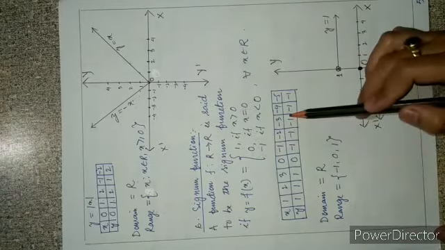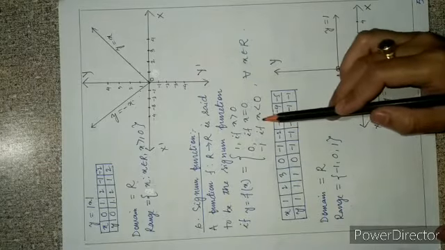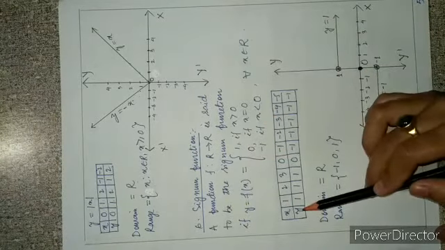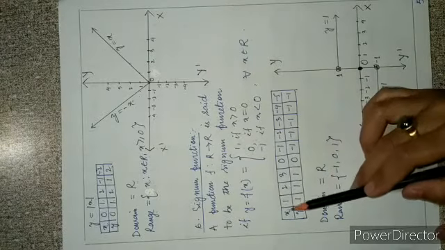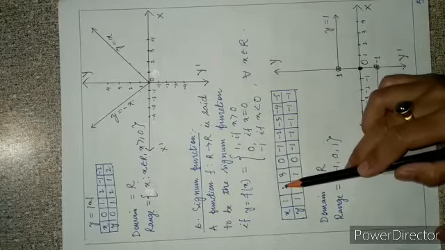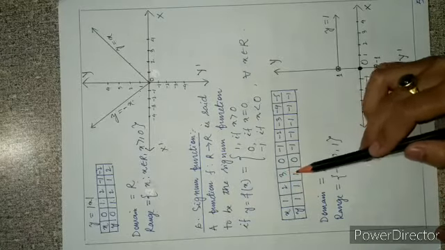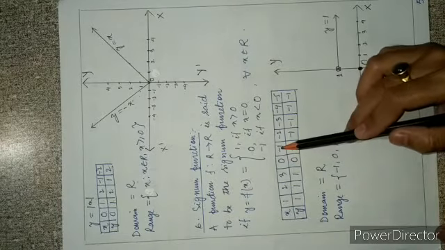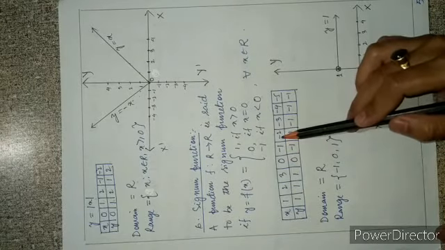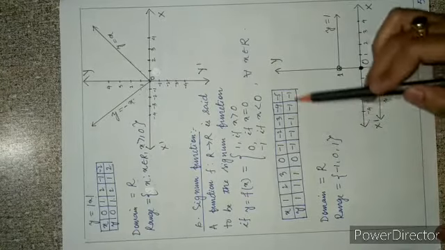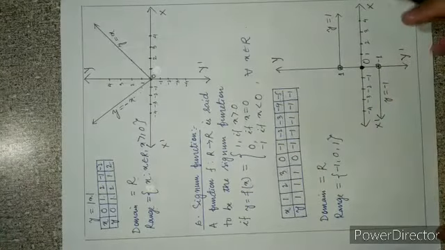Now find some other pairs satisfying this function. Nature of the function: x and y. When x is equal to 1, 1 is a positive number, so 1. X is equal to 2, 1. X is equal to 3, 1. If x is equal to 0, y will be 0. X is equal to -1, -1. X is equal to -2, -1. For negative numbers it gives -1, and for positive numbers it gives +1.